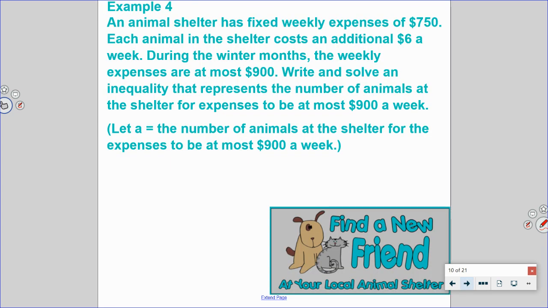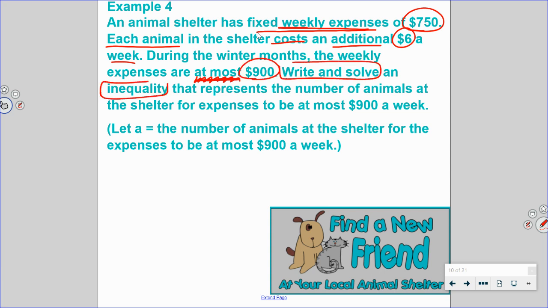Hey, this will be my last example, ladies and gents. Pause and read it on your own if you wish. Animal shelter, fixed weekly expenses, $700, that's every week, all right? Each animal costs an additional $6 a week. During the winter months, weekly expenses at most, there's a word phrase, at most $900. Write and solve an inequality. Number of animals the shelter can hold to be at most $900 per week.